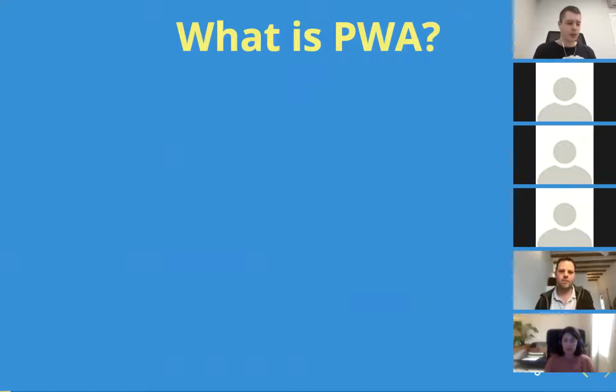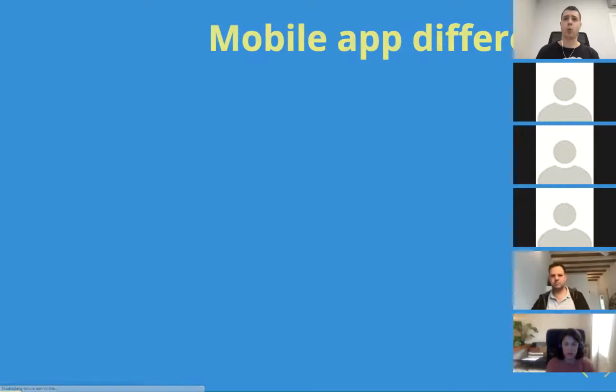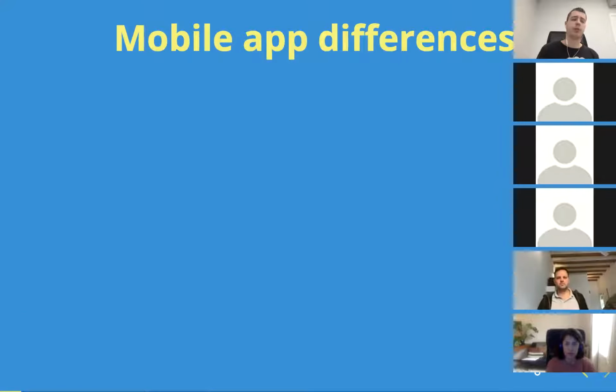So let's start from the basics. What is PWA? The best explanation I was able to find and actually to come up with is this. PWA is a website that looks and feels like a mobile native application. All right, but what makes a mobile application different from normal websites we develop every day for many, many years? Are there any ideas, team? What's so obvious in the mobile application that makes it different from web?